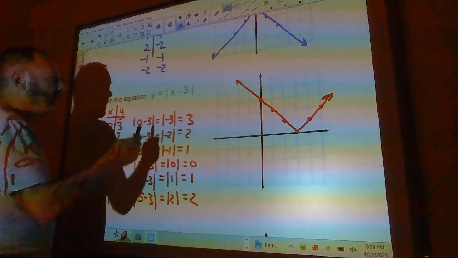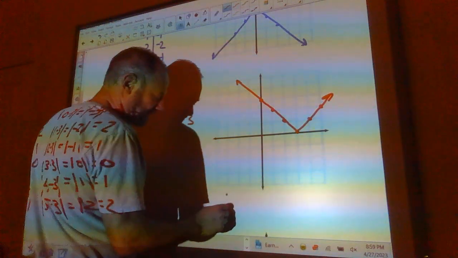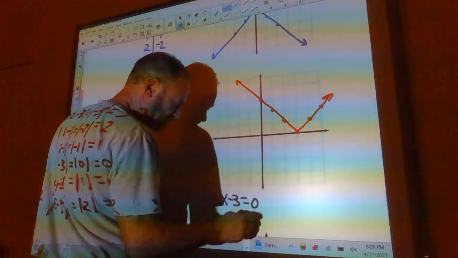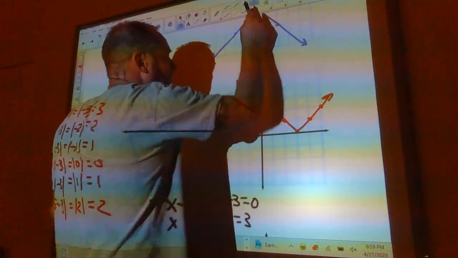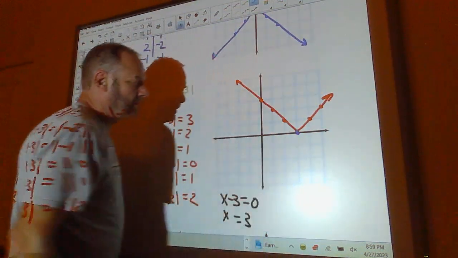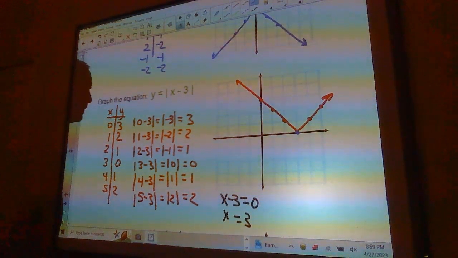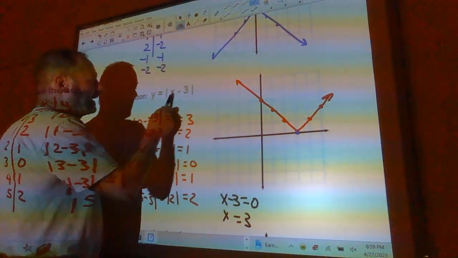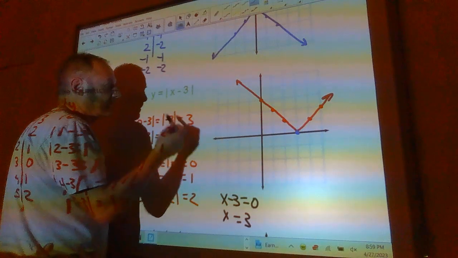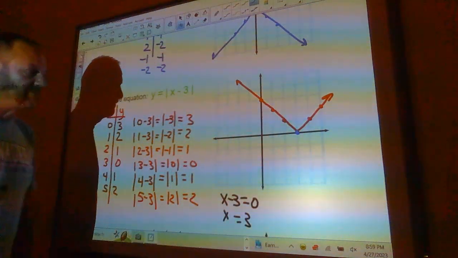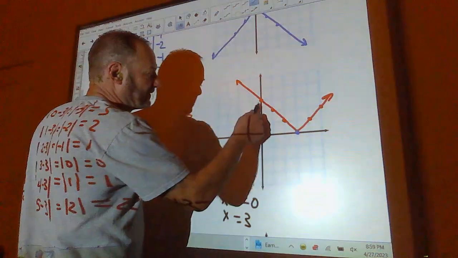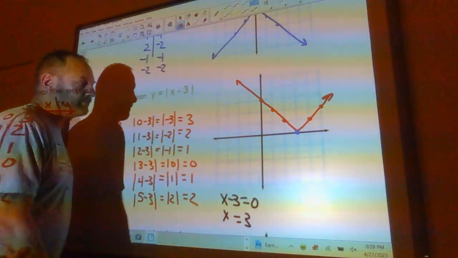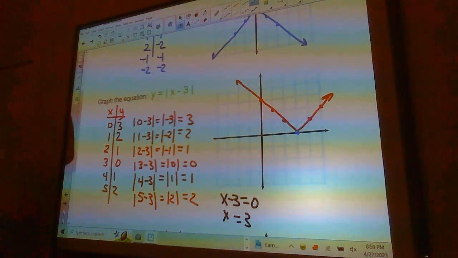Just simply by saying, okay, I'm going to take the stuff inside the absolute value, set it equal to 0, and solve it. Oh, x equals 3. Hey, that's my vertex right there. Okay? And then I'm going to plug that in. I get 3 minus 3. That gives me 0. 3, 0. That's my vertex. Okay? And then I pick 2 points to the left, 2 points to the right, plug them in to a table, and I'm done.